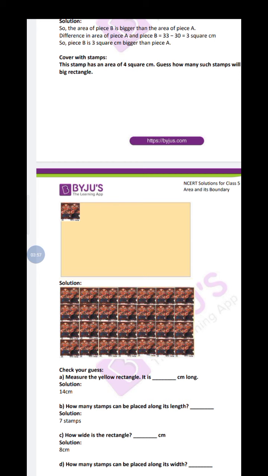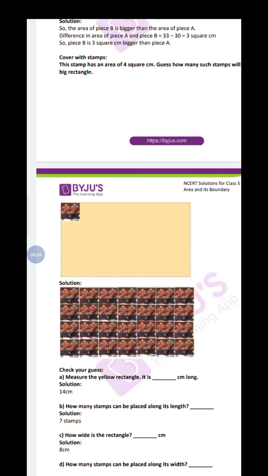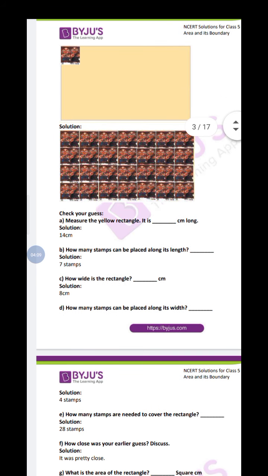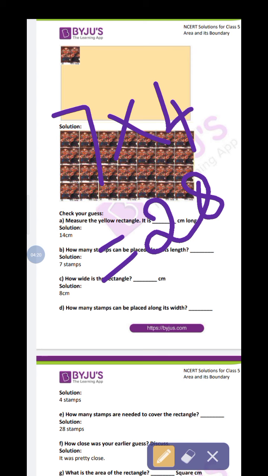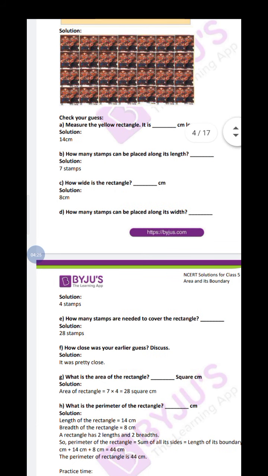How wide is the rectangle? It is 8 centimeter. So how many stamps can be placed? You can place 4 stamps. Altogether how many stamps? The length is 7 and the width is 4. So 7 fours are 28. So 28 stamps can be placed over the rectangle. How close was your earlier guess? It was pretty close.